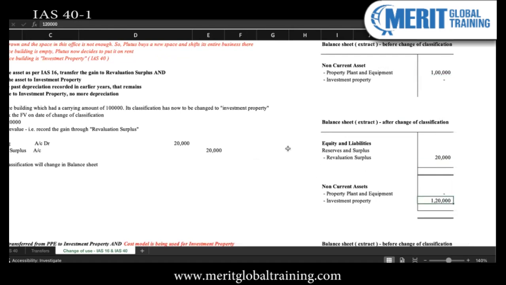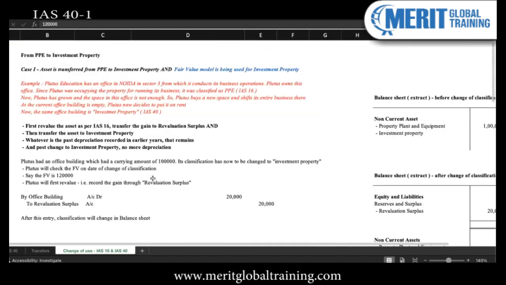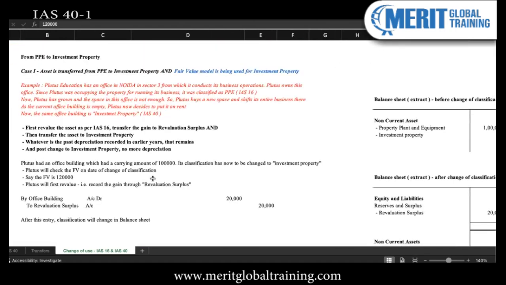And of course, the value has changed, but earlier it was shown as property, plant, and equipment. Now in the balance sheet, you are showing it as investment property. So what is the rule? Revalue first as per the old classification and then reclassify. That is the first situation.